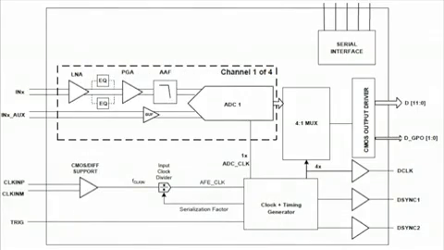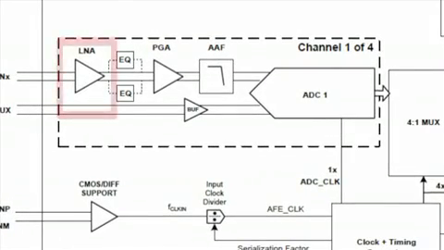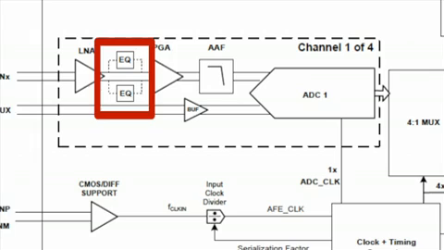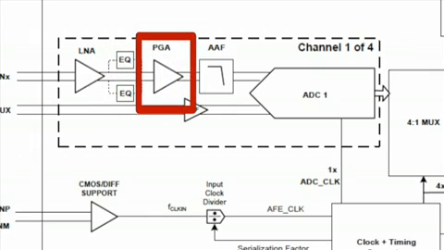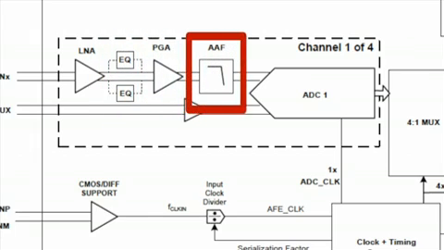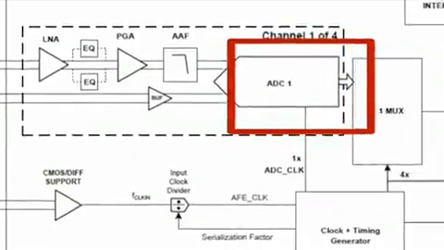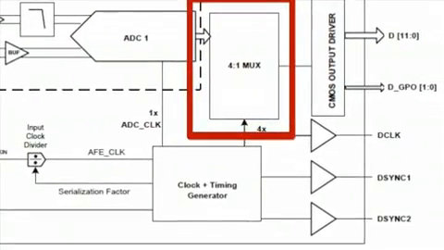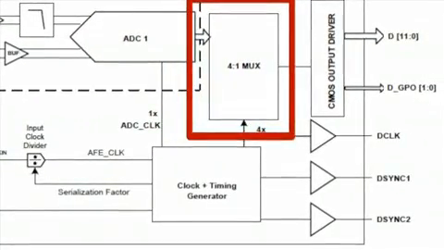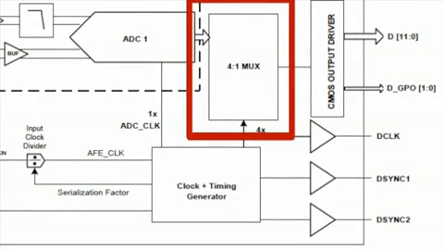The device comprises four identical signal chains. Each contains an LNA gain stage, an equalizer with an option to bypass, a programmable gain amplifier, an anti-aliasing filter, and a 12-bit 25 megasamples per second ADC. The outputs of the four signal chains are combined in a 4-to-1 mux before outputting CMOS data to the parallel interface at 100 megasamples per second.